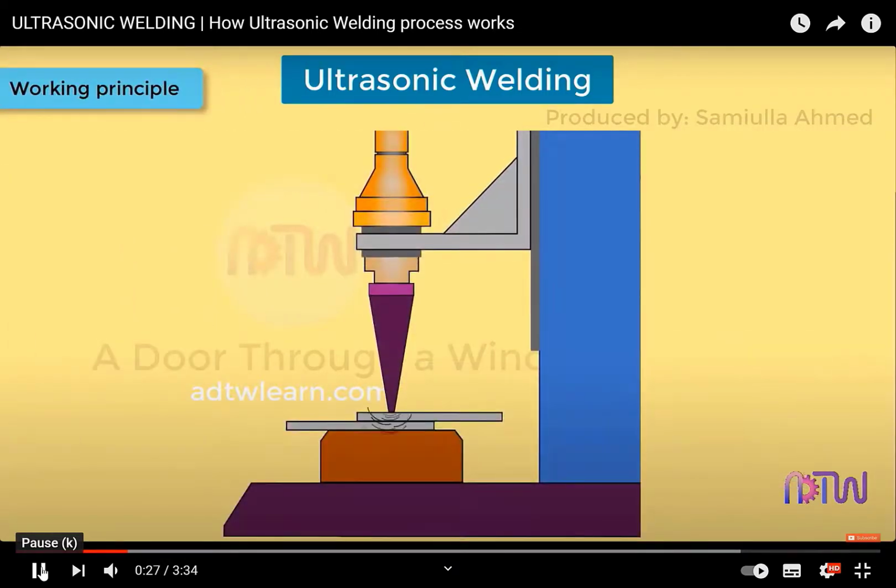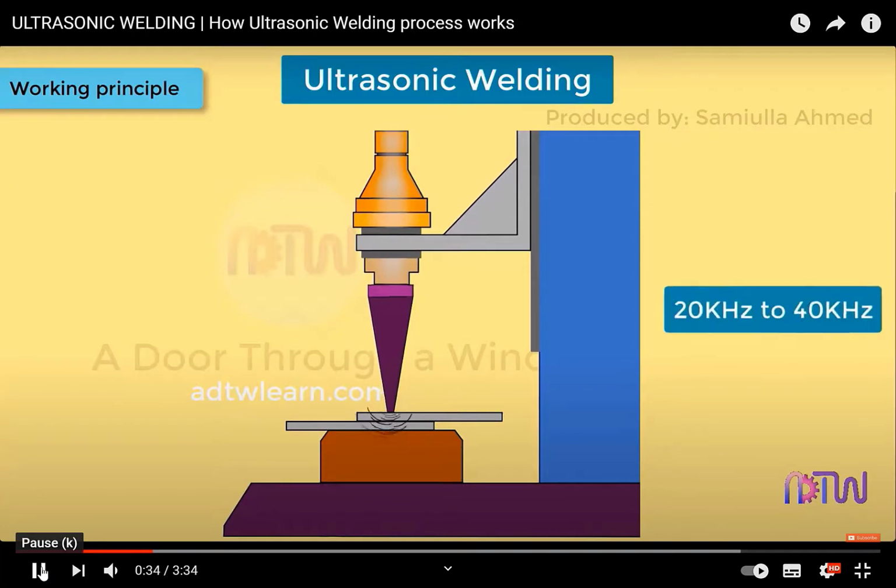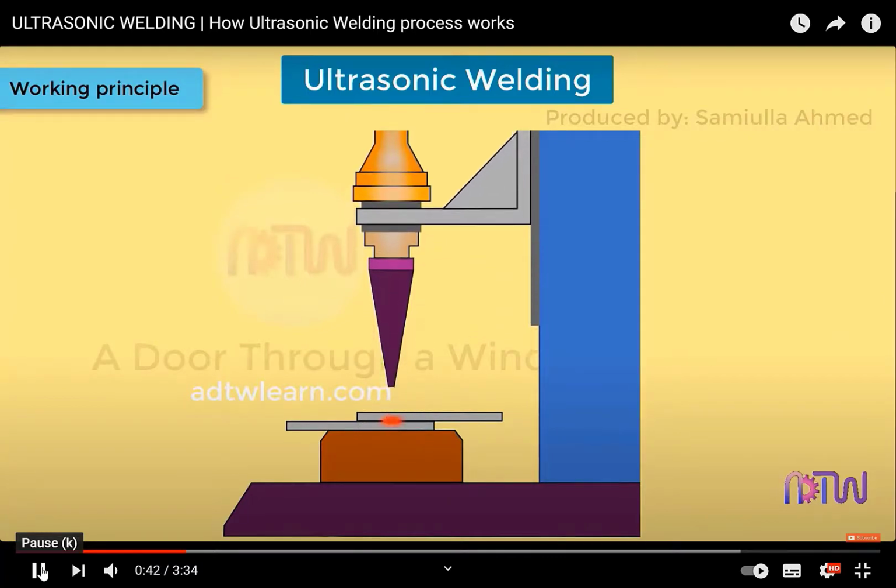The weld is produced by the application of a high-frequency ultrasonic vibrational energy in the order of 20 kHz to 40 kHz. This causes friction and hence heat is produced at the point of contact between two workpieces to be joined together, thus producing a metallurgical weld or bond without melting the metal.